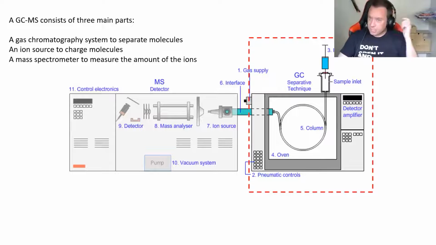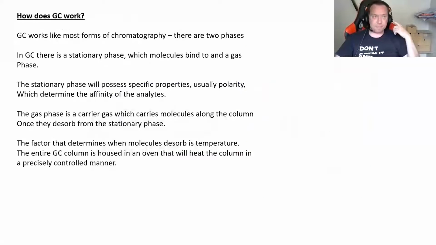So the first chunk is the gas chromatography system. GC works like pretty much all forms of chromatography in that there are two phases. When we run an SDS gel, for example, that's a form of chromatography, and we have two phases. We have a solid phase, which is the cross-linked acrylamide, and then we have the liquid phase, which is our running buffer.